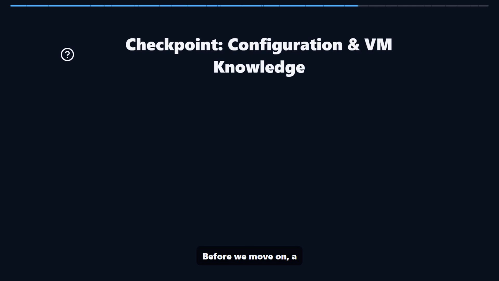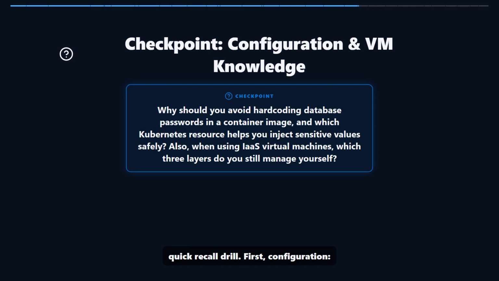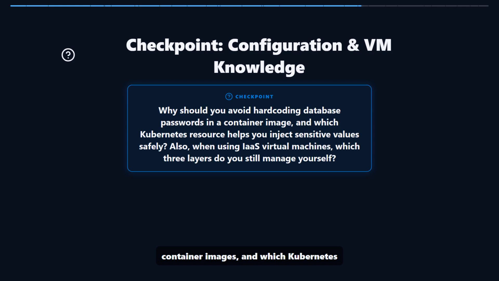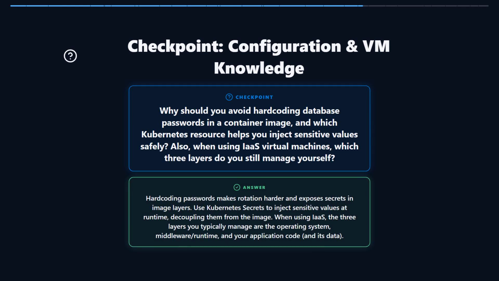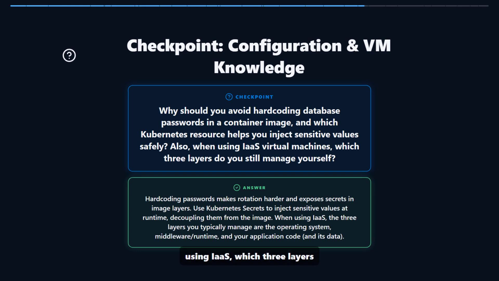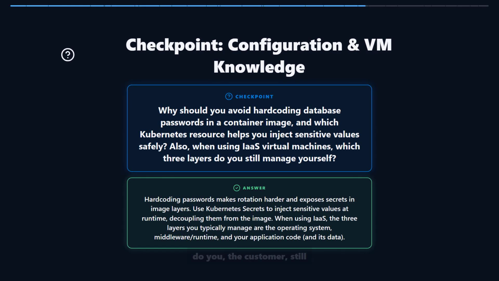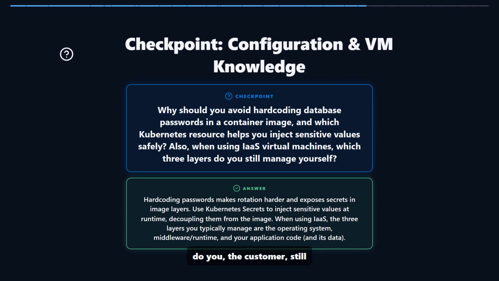Before we move on, a quick recall drill. First, configuration. Why avoid baking passwords into container images? And which Kubernetes resource solves this? And from our earlier series, when you launch a virtual machine using IaaS, which 3 layers do you, the customer, still have to manage yourself? Pause and answer, then check.